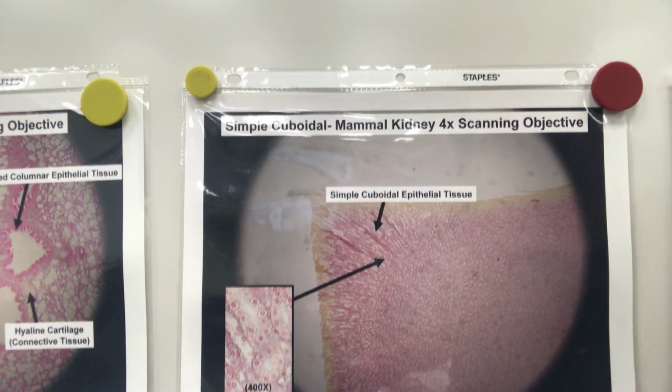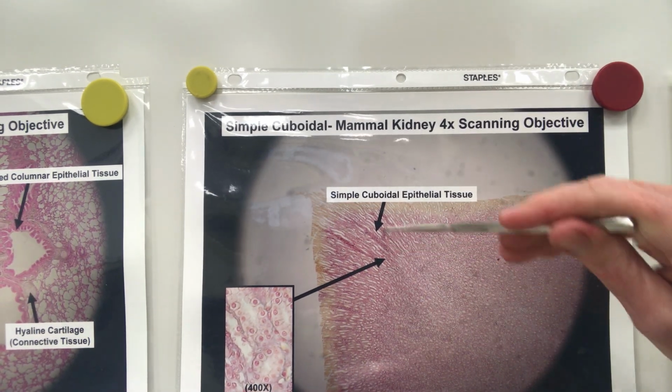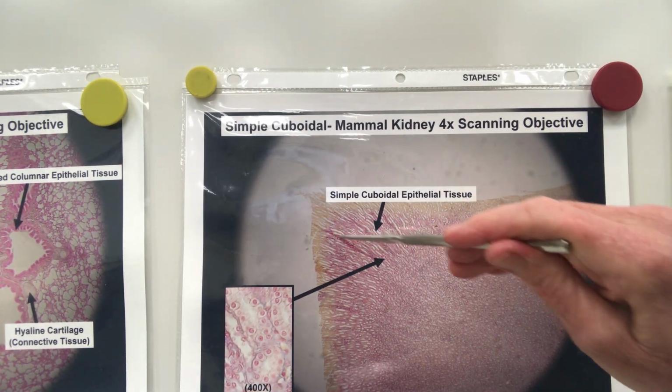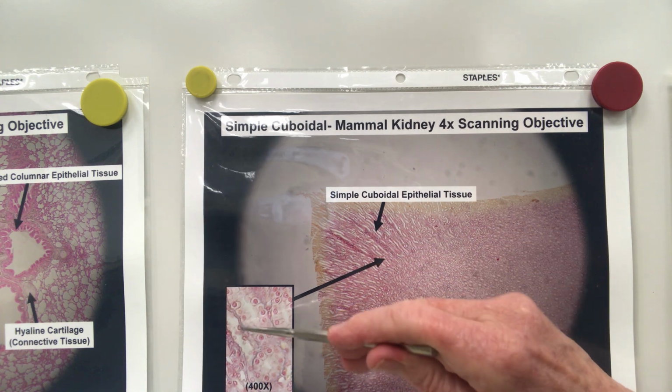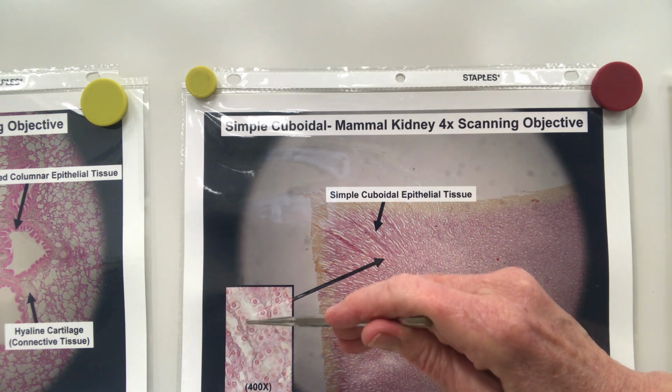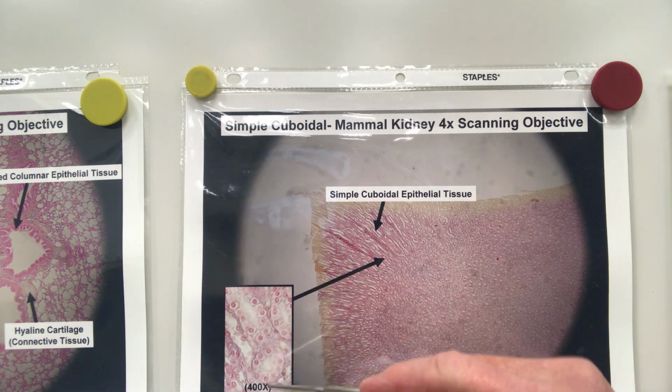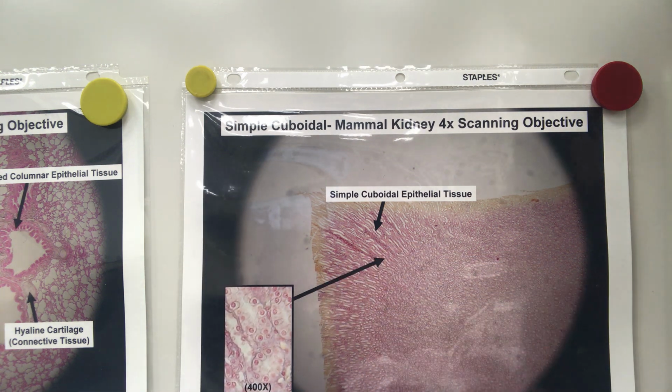Then we have simple cuboidal. Here we have our kidney, and we're looking at these are all tubules. You can see the free space in there, and these tubules are going to be lined with one layer of the cuboidal cells, so it's simple cuboidal.